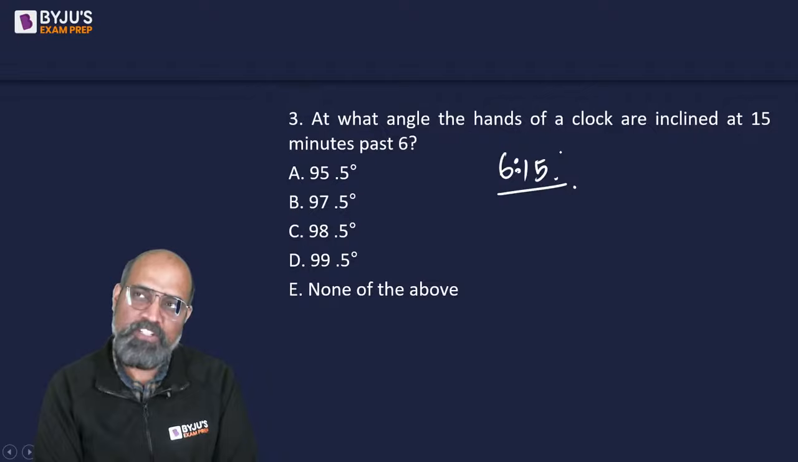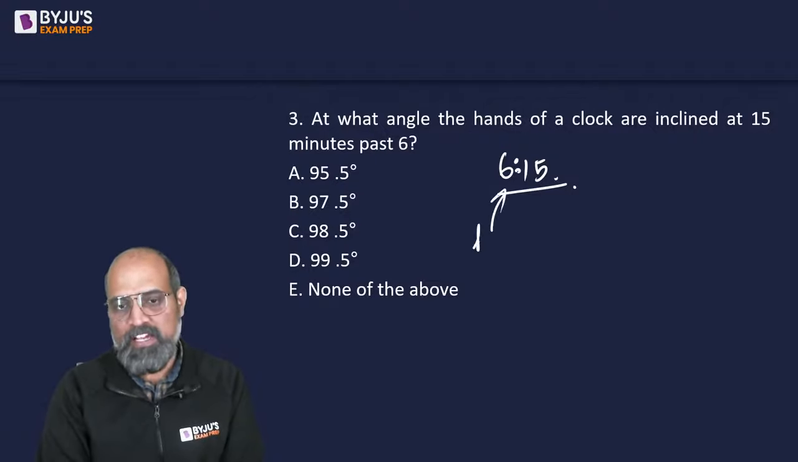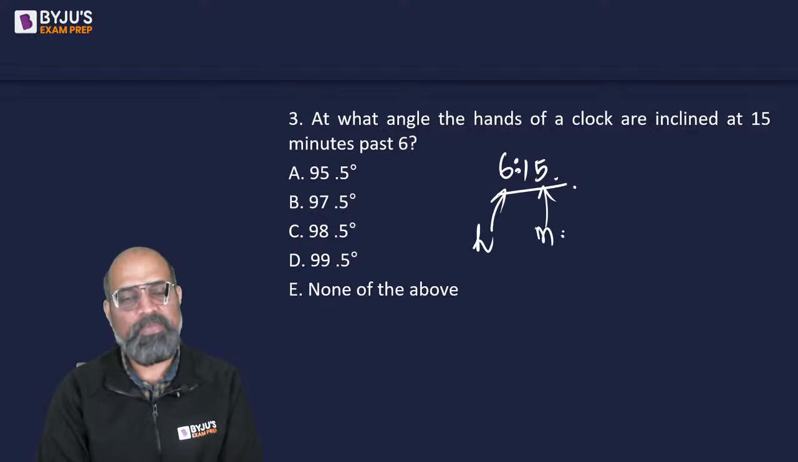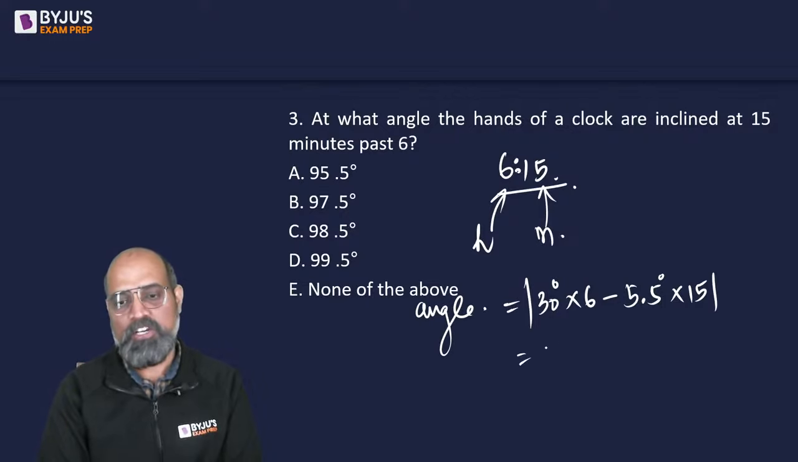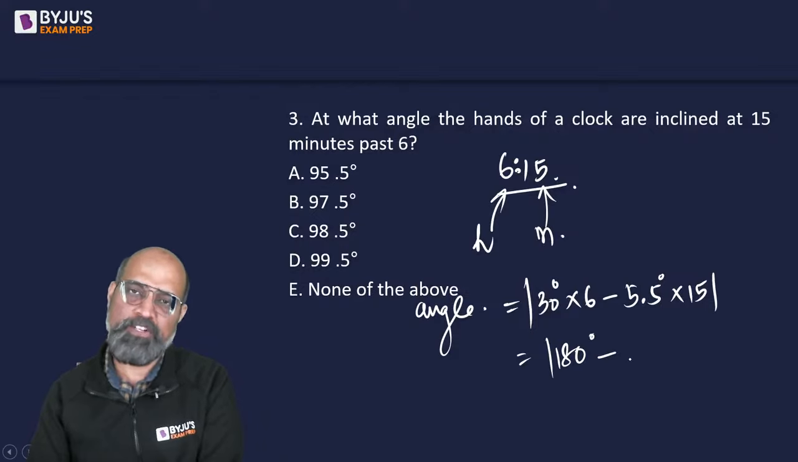It's going to be a little over 90 degrees, isn't it? Okay. This is the value of H. This is the value of M. Let's put it in the formula. 30 degrees into 6 minus 5.5 degrees into minute. And this is the angle we are going to get between the two hands. So this is going to be 180 degrees minus 5.5 into 15.